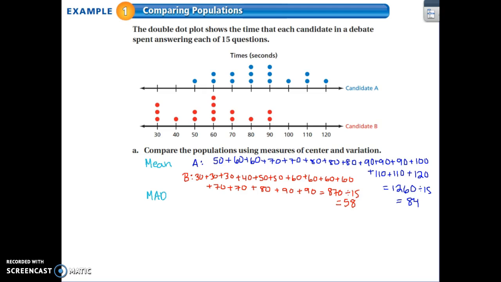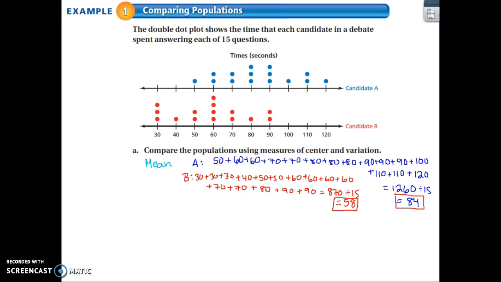Looking at the two numbers that we just got, 58 for candidate B and 84 for candidate A, we see that on average, candidate B, here in red, took much less time to answer each question. On average, candidate B only took 58 seconds to answer each question, while candidate A took 84 seconds to answer each question.